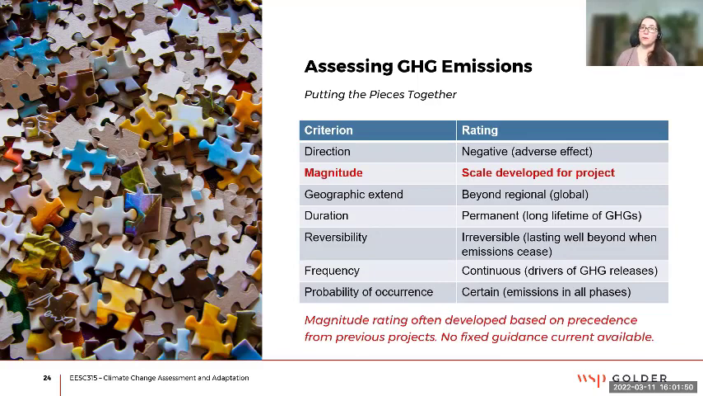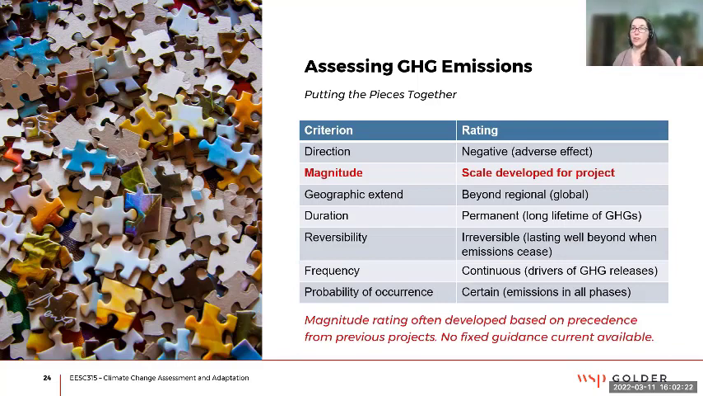The industry standard now within greenhouse gases is that the direction is negative. There's very much an adverse effect unless you are not emitting anything or you're somehow having a net negative, it's going to be an adverse effect as a VC. The magnitude, well, you're going to develop a scale for the project. The geographic extent, well, that's beyond regional. It's that global level we were talking about.